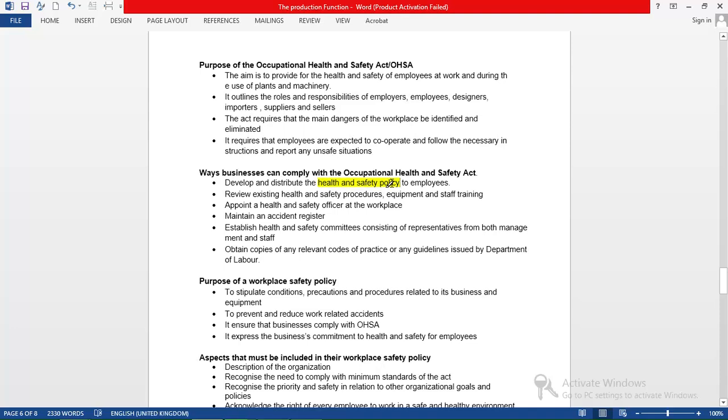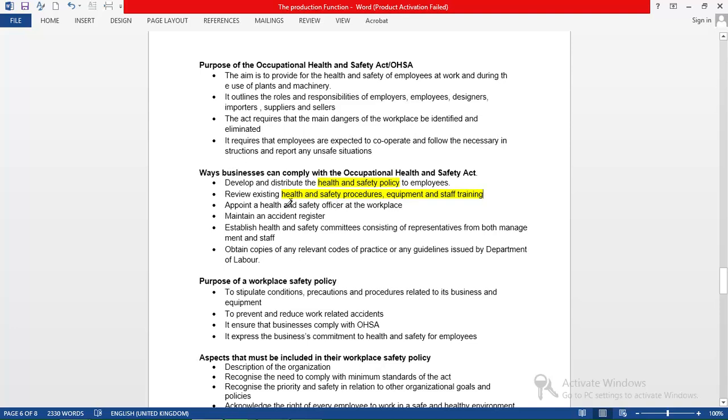So it's very important. The business should have a health and safety policy. We talk about the policy now, right? And also the business should review the existing health and safety procedures and equipment and the staff training. They should constantly review the procedures that they are using, to see if they are working properly. The equipment, they should always review, servicing and checking it regularly, and training staff almost every time about health and safety to make sure that people are always safe and the workplace is always safe, right?